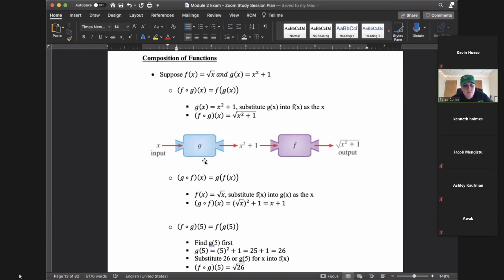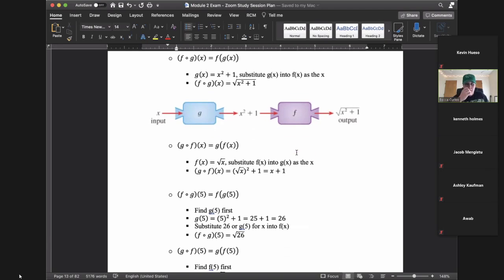There's this neat little function machine diagram here that shows what happens when we do f of g of x. If you put x into the function g, then you're going to get x squared plus 1. And if you put x squared plus 1 into the function f, which is the square root of x, then you're going to get the square root of x squared plus 1. I don't know if those machine diagrams help anybody, but it sometimes helps to see it in a picture.